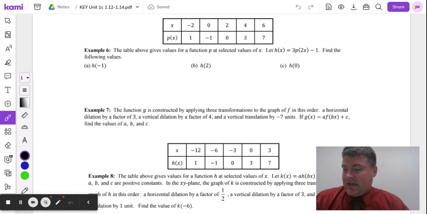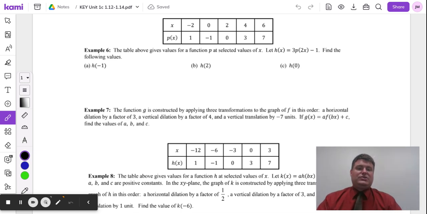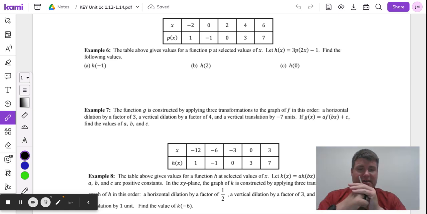So we have a table here that gives us values of p, and we're going to let h of x equal 3p of 2x minus 1. And we're going to find the following values here. So we have p, but then h looks like it's going to be a transformation of p. We have a transformation going on the inside for the inputs, and we have 2 transformations on the outside for the outputs. Okay, so it looks like we have a horizontal dilation by a factor of 1/2 because of that 2x in the middle. That looks like we have a vertical dilation of 3, and then we're going down 1 afterwards.